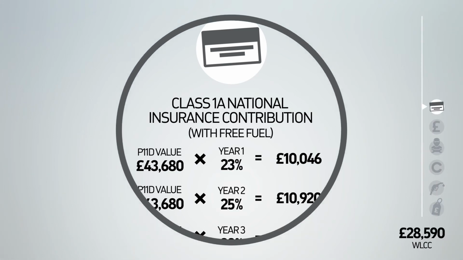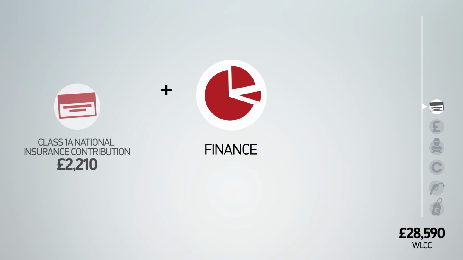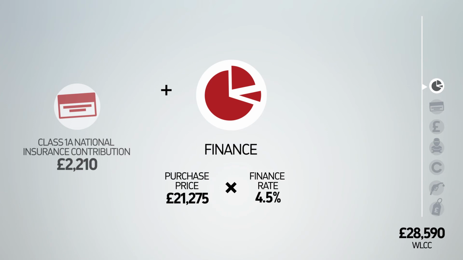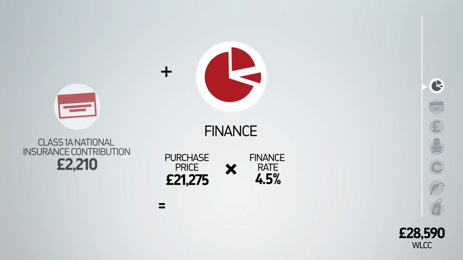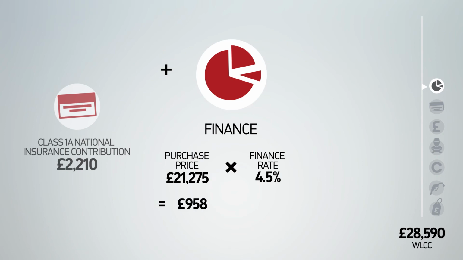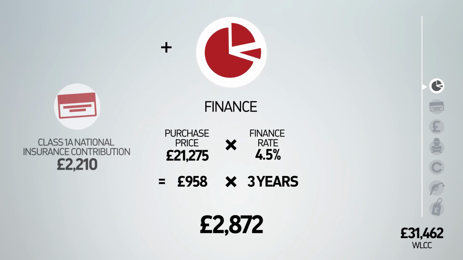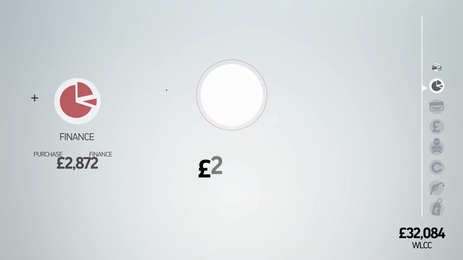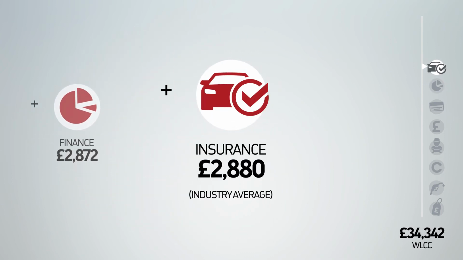It's also important to include the cost of financing the vehicle and your insurance costs over its lifetime. In this example, we've assumed a finance rate of 4.5%. This percentage is multiplied by the purchase price of £21,275 to give an annual finance cost of £958, which is then multiplied by the number of years in the agreement, in this case 3, to give total finance costs of £2,872. We have also added industry average insurance costs of £2,880 over a 3-year cycle.